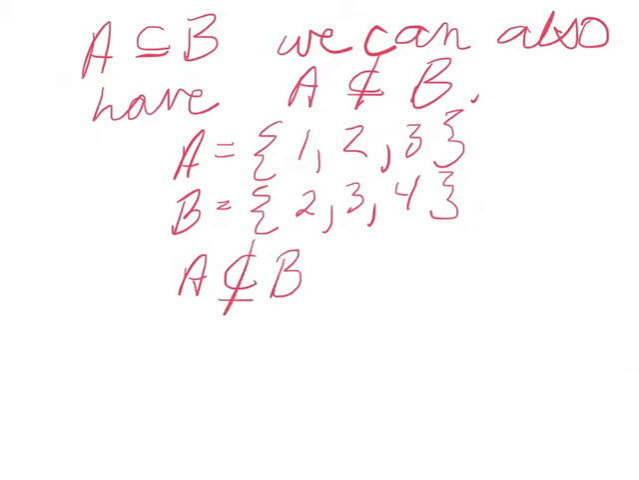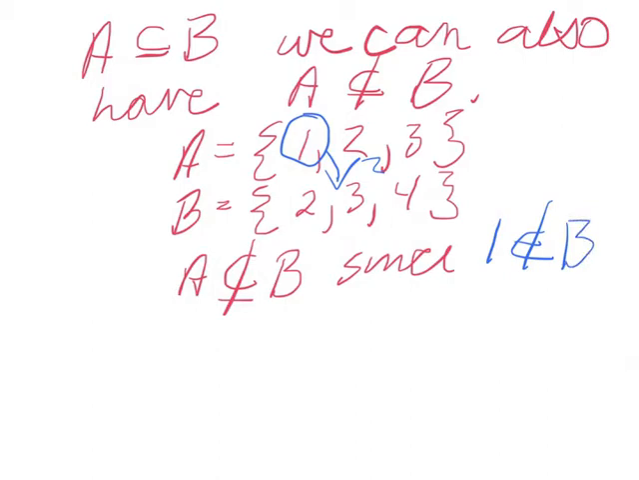And why is that? Can you see it? Yep, 1 is not in set B. So since it's not in set B, A cannot be a subset. To be a subset, every element in A has to also be in B. So since 1 is not an element of B, then A is not a subset of B. And this would be a typical way that you could write some work as well.